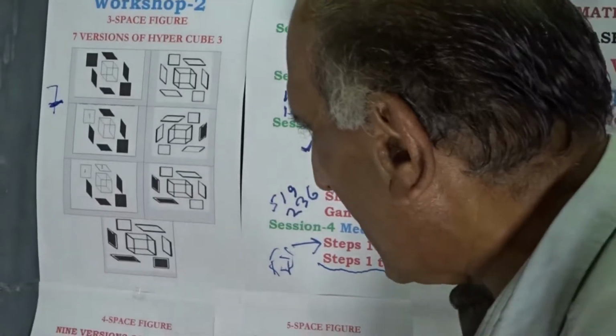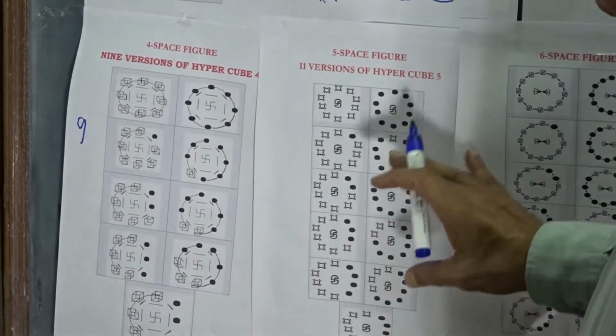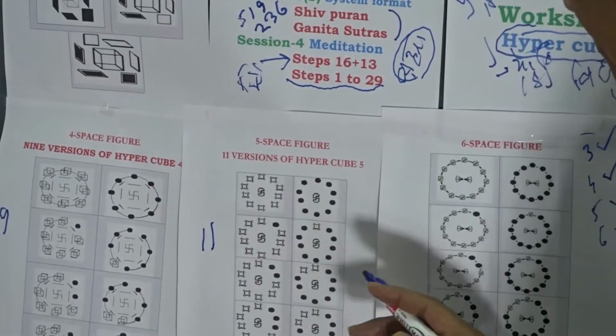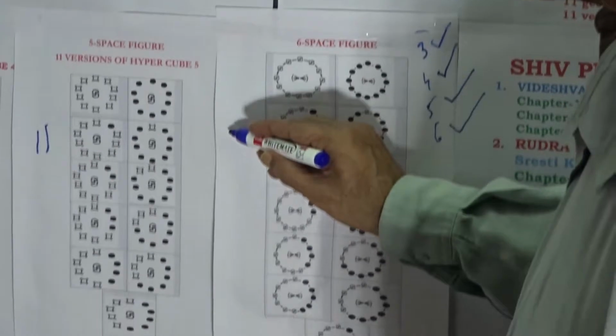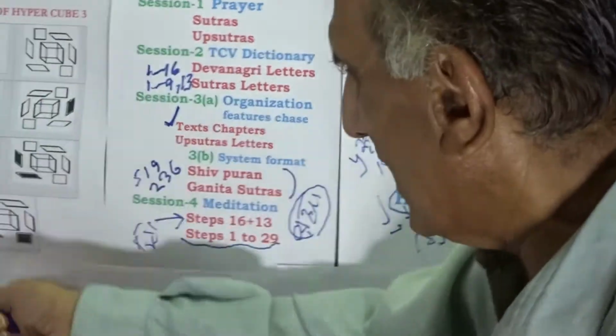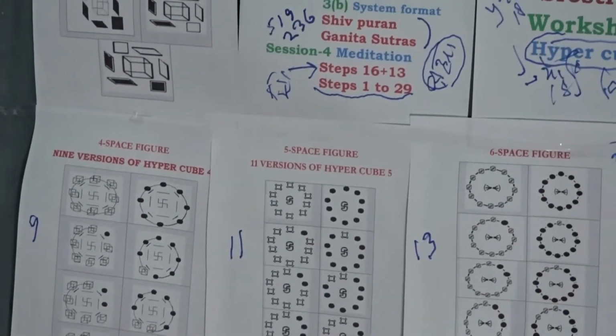If we go to hypercube 4, it is of 9 versions. So these are the 9 versions of hypercube 4. If we go to hypercube 5, it is of 11 versions. A step ahead, when you go to hypercube 6, these are 13 versions. See, 7, 9, 11, 13, it makes a value 40.